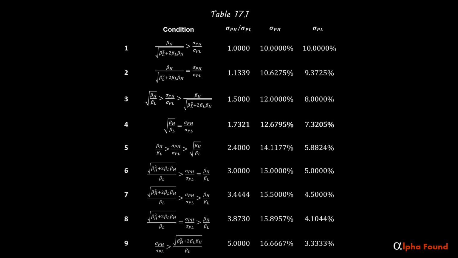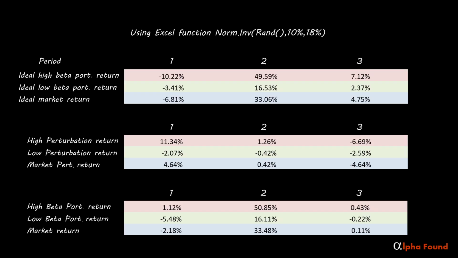Finally, 50,000 sets of simulated portfolio returns were run for each of the 9 conditions. Now we need to look at the results of the 50,000 simulations for each condition in the next video.